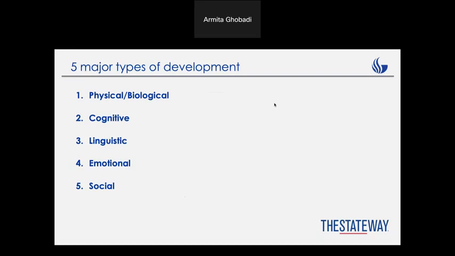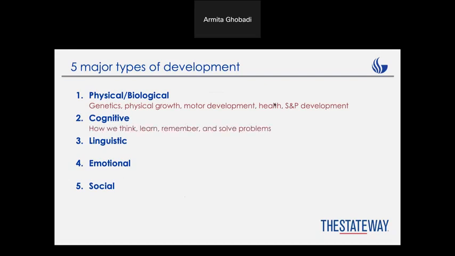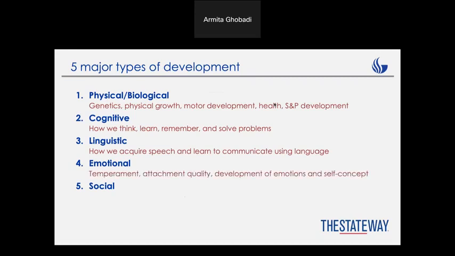But for those of you who cannot remember or are not familiar with that, the physical or biological aspect is all about genes and motor development. It's about social and emotional development. The cognitive part is all about how we actually understand, learn, and remember and solve different problems. The linguistic part is about how we acquire speech and learn to communicate using language. The emotional part is about temperament, attachment quality, development of emotions, and self-concept.